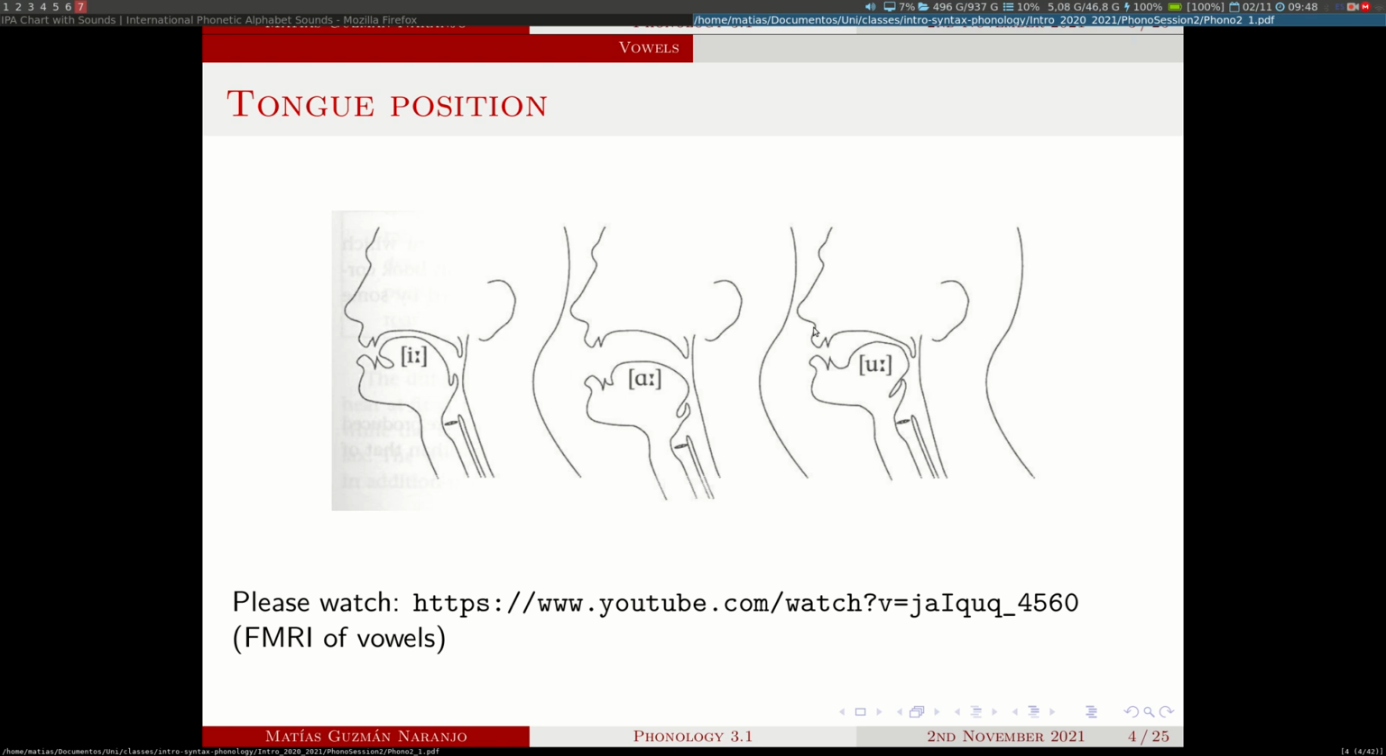Here are a couple of examples of how you would articulate some vowels. This is an E, this is an A, this is an U, and you see the movement of the tongue, that it goes to different positions to articulate each vowel. These are just diagrams. I highly recommend that you at this point pause the video and go check this other YouTube video, because you will see the whole range of articulations in an fMRI and how speakers move their tongue to pronounce the different vowels.